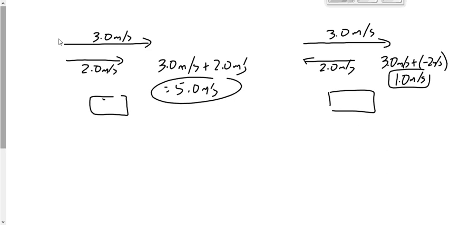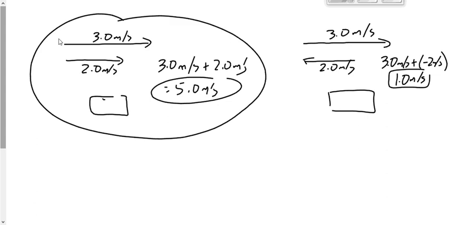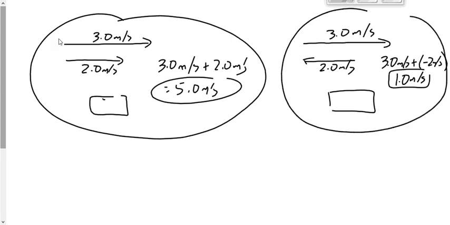Does that make sense? When you're finding a relative velocity, we add vectors together. We found a relative velocity in the first one that's much like the adding that you did in elementary school. We found a relative velocity in the second one that's much like the adding that you did in junior high school when you had to take into account positives and negatives.